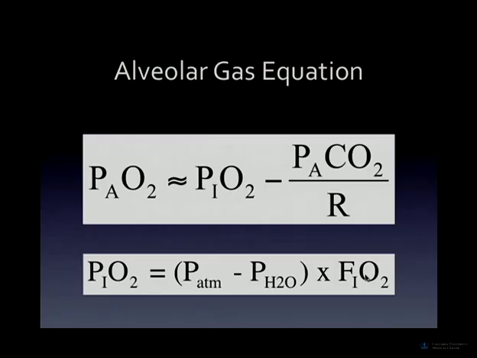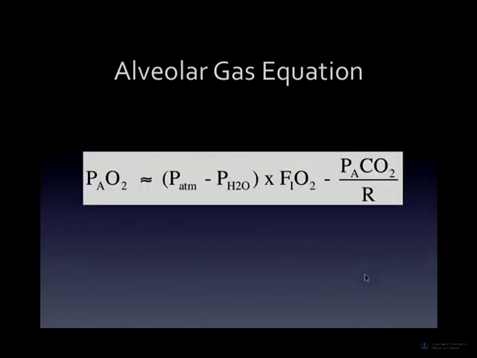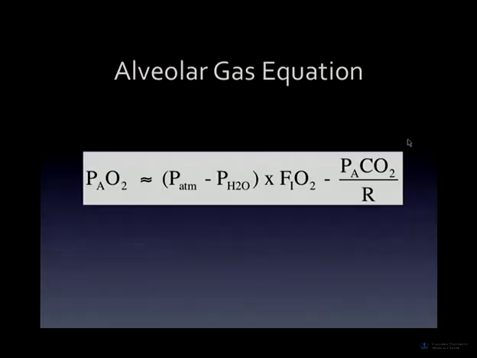We know from yesterday's lecture how to find the partial pressure of oxygen in inspired air. We take atmospheric pressure, subtract water vapor pressure, and multiply it by the fractional concentration of oxygen in the inspired air. So we're down to this term. And finally, we've established very firmly by this point that this value here, alveolar carbon dioxide tension, is the same as arterial partial pressure of carbon dioxide. So this is our alveolar gas equation.